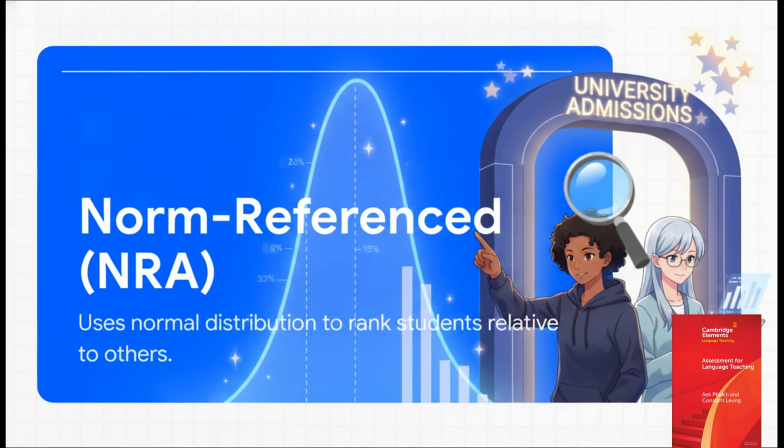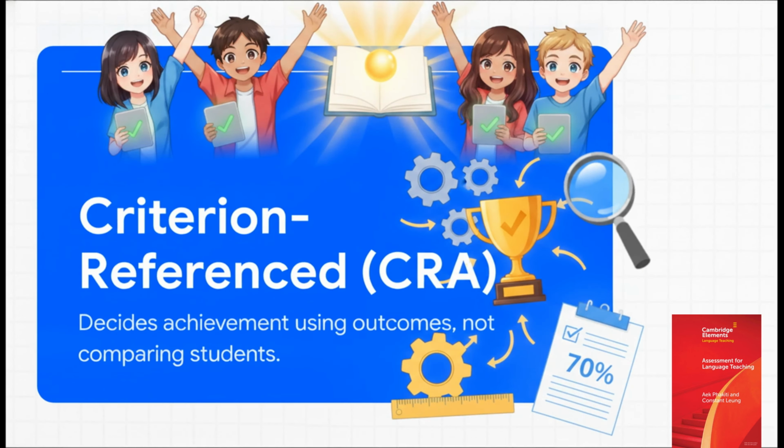Conversely, the CRA is a whole different ballgame. It decides student achievement using given learning outcomes without ever comparing students to each other. Here, a student's performance is matched against absolute criteria or a predetermined minimum cut score. Think about it like this. If the cut score to pass is 70% and every single student in the room gets above 70%, guess what? Everyone passes. Their success doesn't depend on someone else failing to balance out a curve.